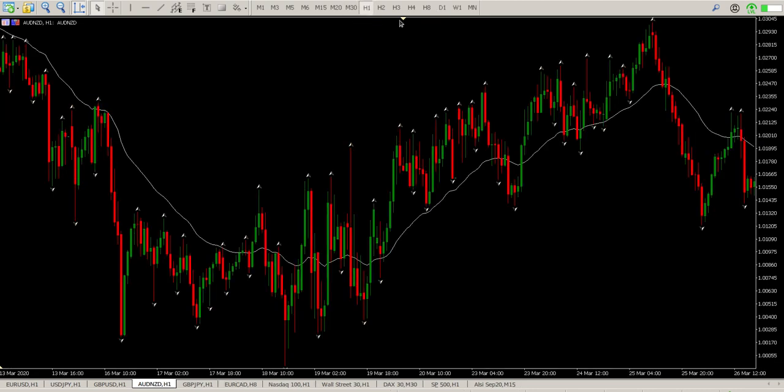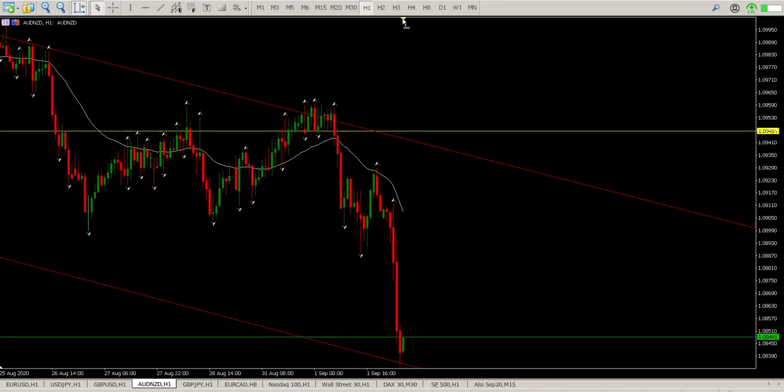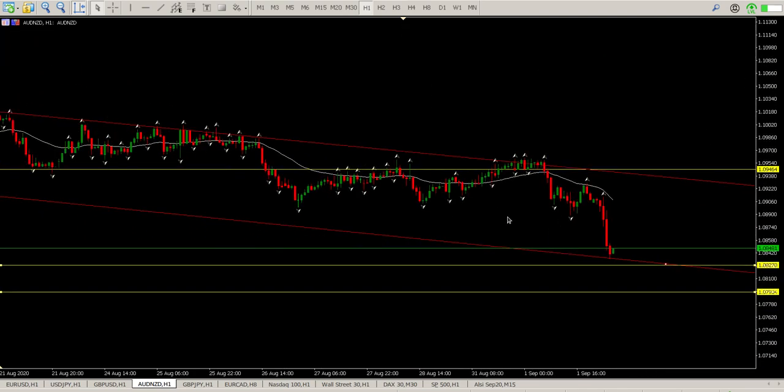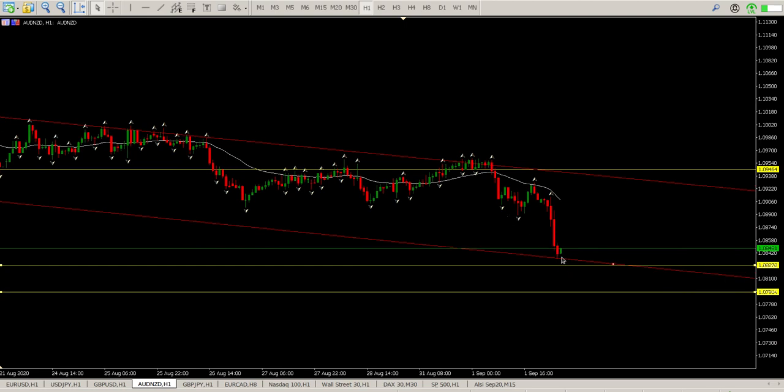So if we look at the hour, okay, you'll see bottom of channel at the moment. So I'm still looking in this area, 108.270 and 107.934. That's the area that needs to hold as support. If that area can hold as support, then it should offer an opportunity to buy into that.